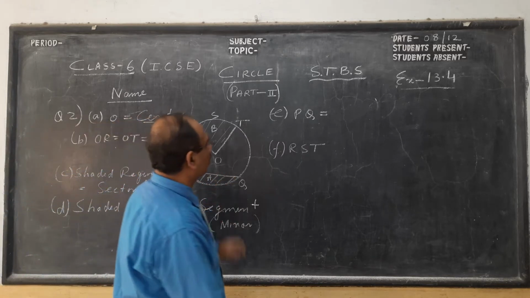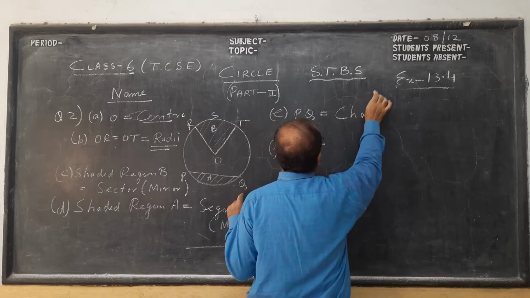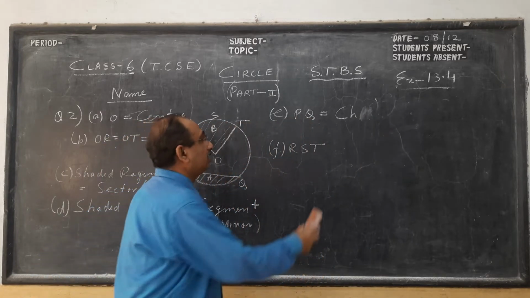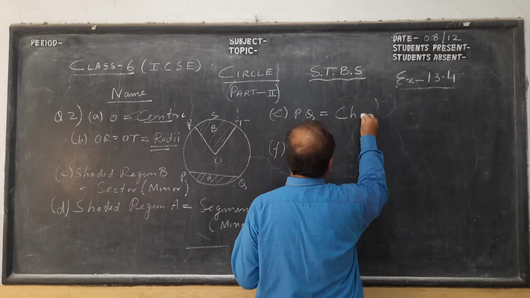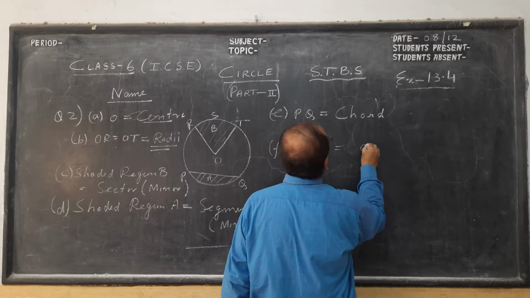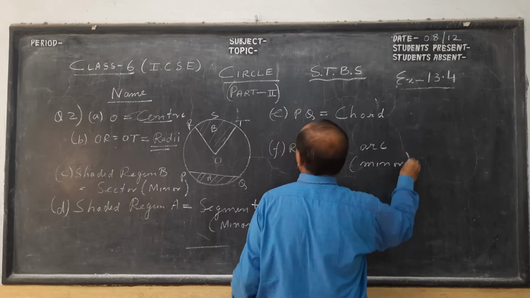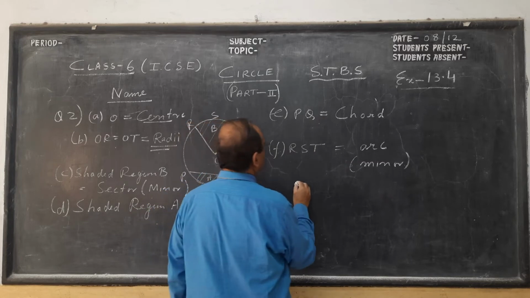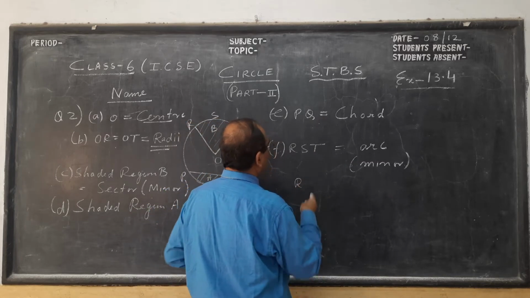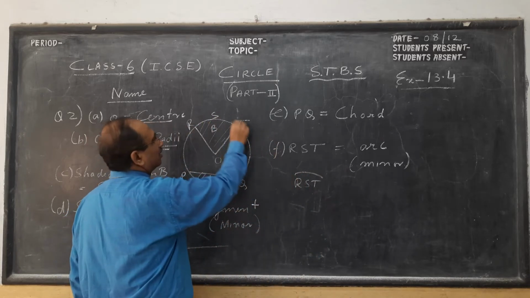PQ, children, is a chord. Even we know that diameter is also the largest chord. So PQ is a chord and RST, children, is an arc. Better we call it minor arc, children, because this is small. Sometimes we represent it like this. RST, we write an arc like this, because not a straight line, this shows it's an arc, a curve.